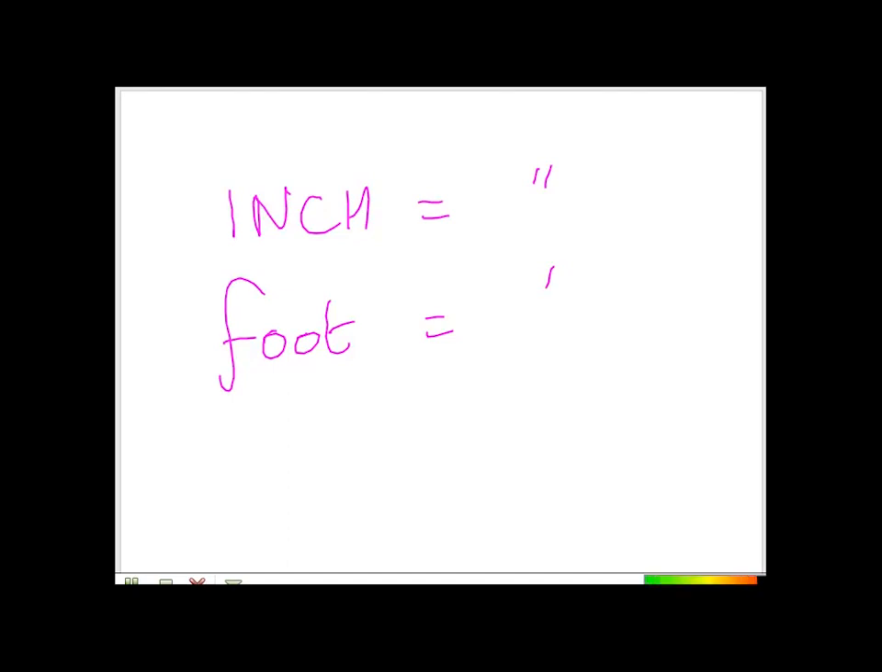So, first thing I've got to do is correct a mistake from last week. I'm not sure what I said, but I think I got the inches and feet symbols the wrong way around. The symbol for an inch is a double tick, and the symbol for a foot is a single tick. There are 12 inches in a foot.